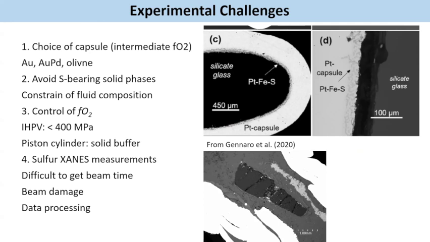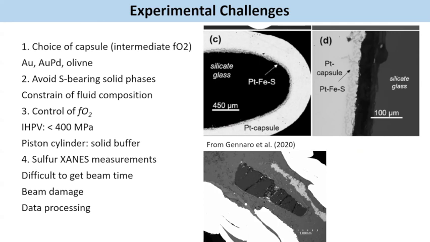So usually gold, and maybe gold-enriched gold-palladium, would be the better choice to avoid this issue. However, because they have a very low melting point, this limits the experimental temperature. This also explains why most of the reduced sulfur experiments are at relatively low temperature.